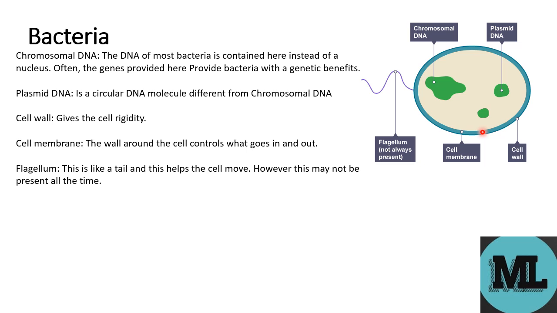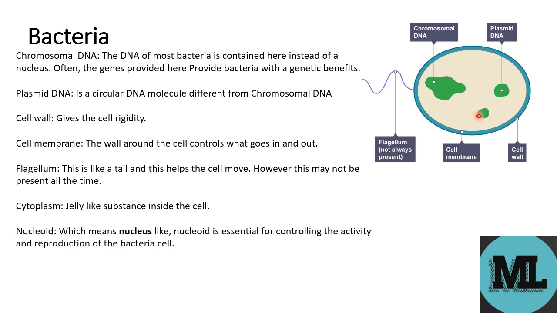Flagellum. This is like a tail and this helps the cell move. However, this may not be present at all times. This gives it mobility so it can move. Cytoplasm is a jelly-like substance inside the cell. So here, cytoplasm is contained in this jelly-like substance. It's like the liquid of a cell, where all the cell molecules are contained.